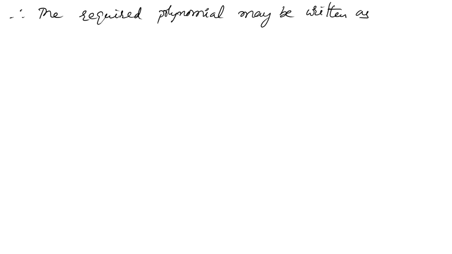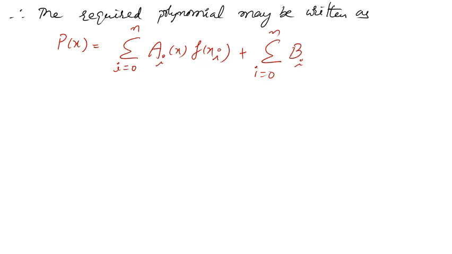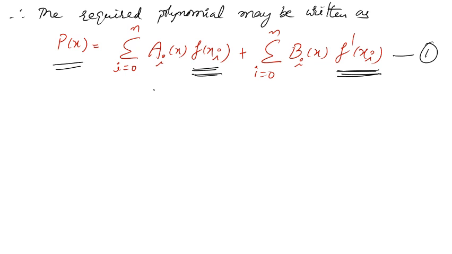Therefore, the required polynomial may be written as P of x equal to summation i equal to 0 to n ai of x into f of xi plus summation i equal to 0 to n bi of x into the derivative f dash of xi. One is for f of xi, another one is f dash of xi. Since the Hermite interpolation interpolates the function as well as its derivative, the polynomial P of x is taken as a combination of these two. Take this as equation 1.